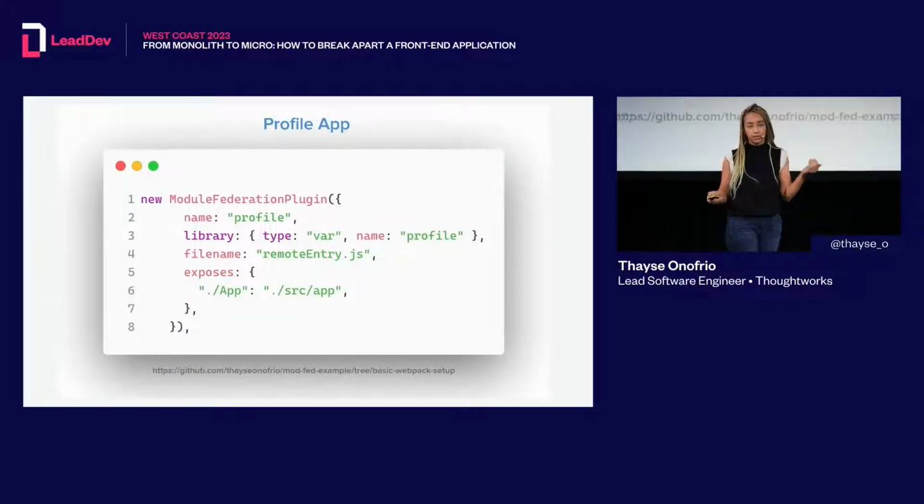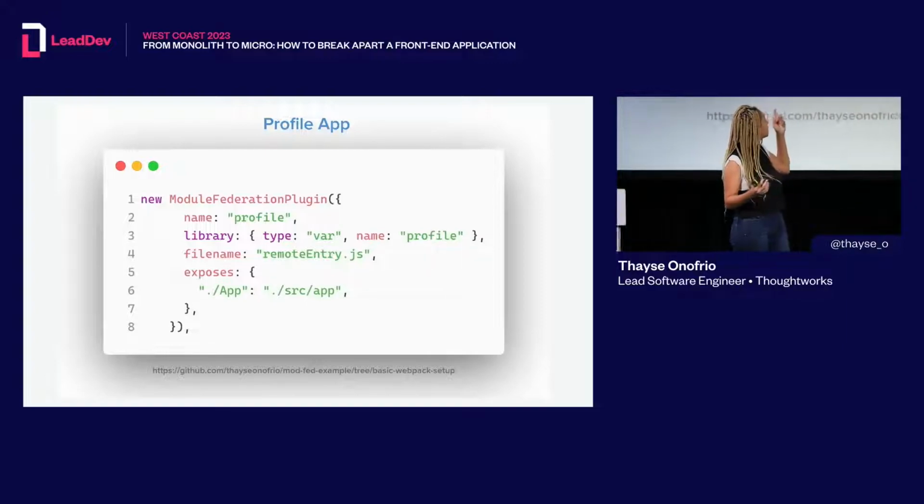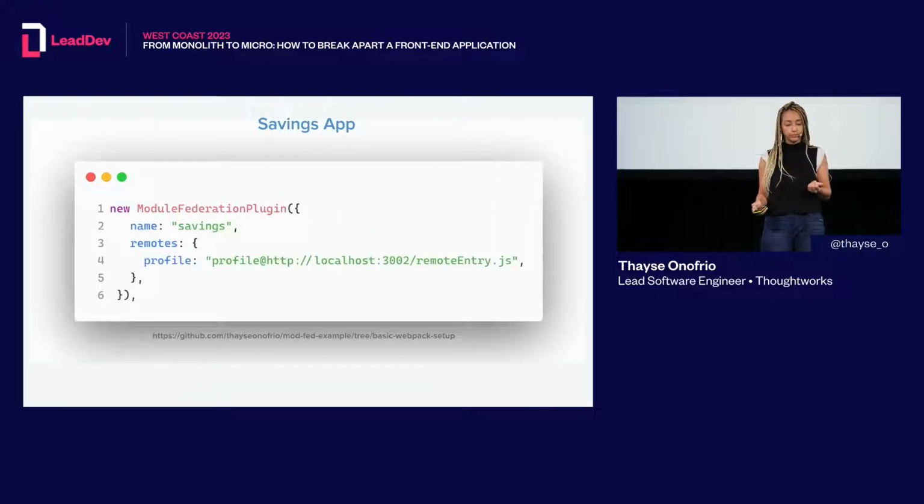So here we have the profile app Webpack configuration file that would already exist in this case, and we are just adding a new plugin, the module federation plugin. And here we are saying that we expose the app in a file name called remote entry.js. So basically, that's the simple configuration we need to do. And when we bundle this and deploy it, we'll be able to access this remote entry.js file.